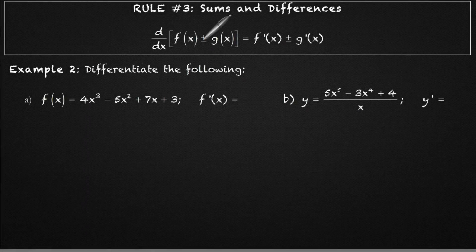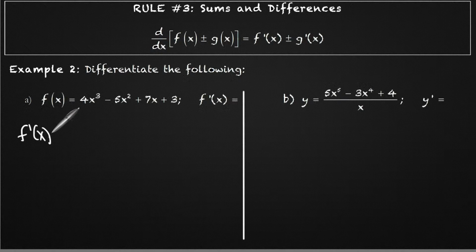Okay, now we're going to use the power rule to evaluate a sum of terms or a difference of terms. Essentially, all you do is take the derivative of each term separately. So f prime of x is simply going to be 3 times 4, which is 12x, subtract 1 from the power. 2 times negative 5 is negative 10x, subtract 1 from that power.